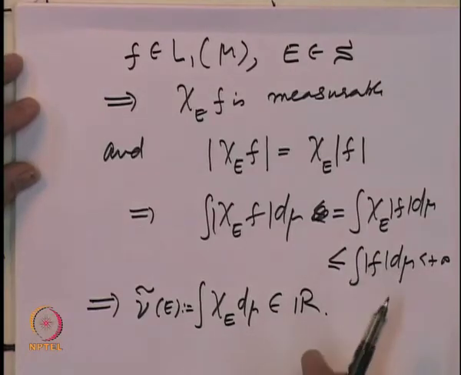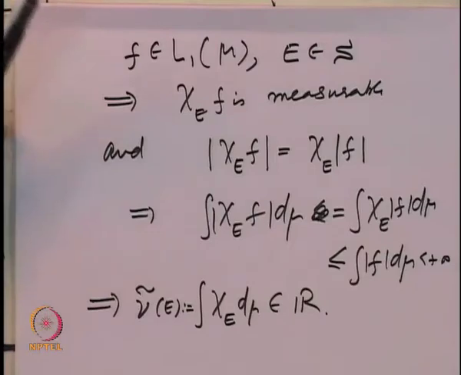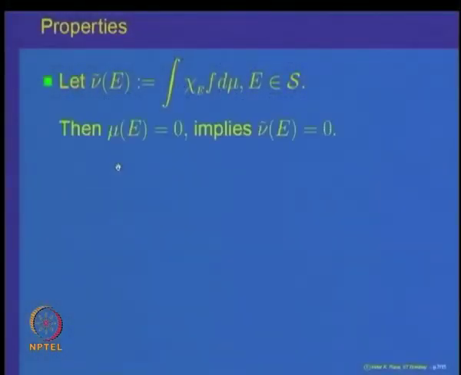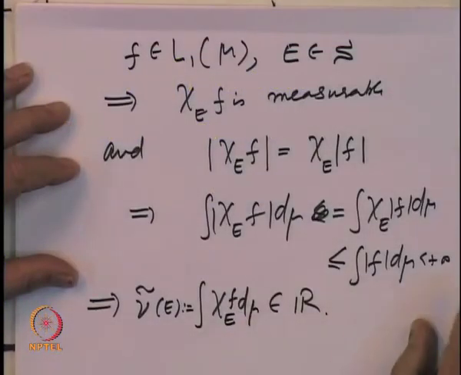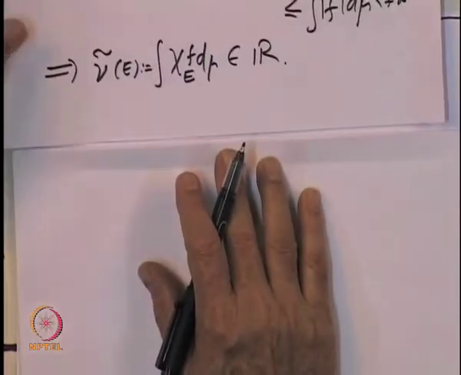So, that is the observation, and we want to claim that mu of E equal to 0 implies that nu tilde of E is also equal to 0. So, the claim is this property. So, let us prove this property.